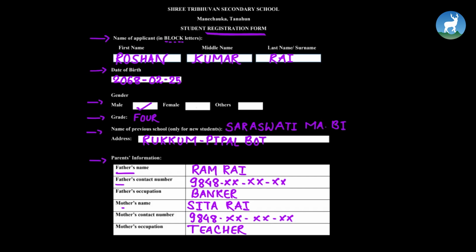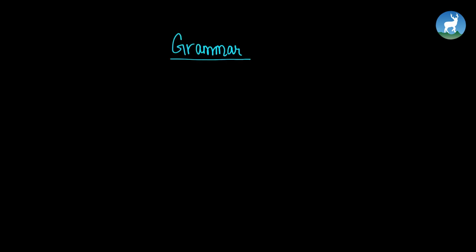Alright, his father's name is Ram Rai. We also wrote his father's occupation as a banker, mother's name as Sita Rai, and mother's occupation as a teacher. I guess you can do it for yourself as well. Alright, now we are going to start up with our grammar lessons. What are we going to learn today?